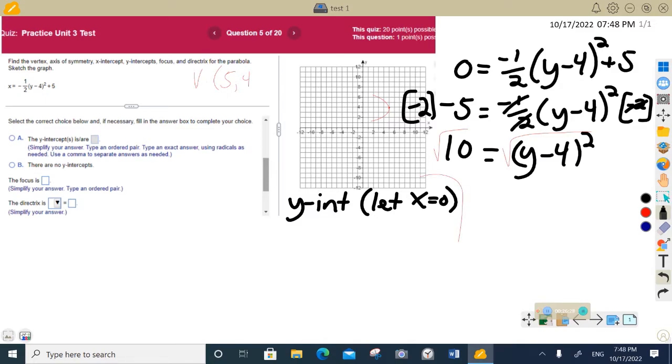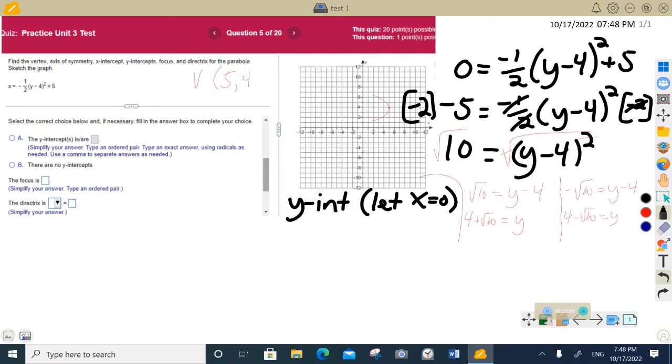So we could have square root of 10 equals y minus 4 because these cancel. Or you could have negative square root of 10 equals y minus 4. Now to solve for those y's, you're just going to add 4 to both sides. Now you can't add 4 to a radical. So it's going to be 4 plus radical 10. And this one's going to be 4 minus radical 10. Now those are your y-intercepts.